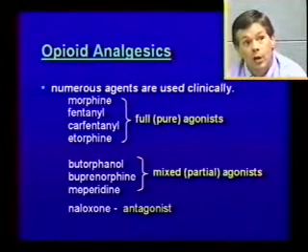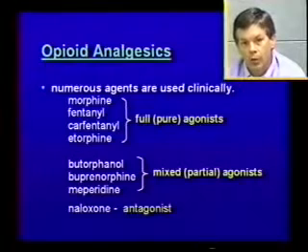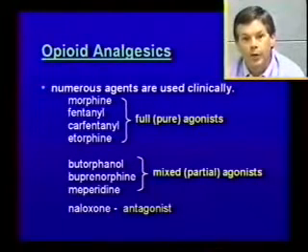At the top here, the group shown with morphine, fentanyl, carfentanil, butorphine. These are all considered full agonists. That is, these are compounds that are able to activate all classes of opiate receptors and elicit the full spectrum of effects you expect to see with the opiates.